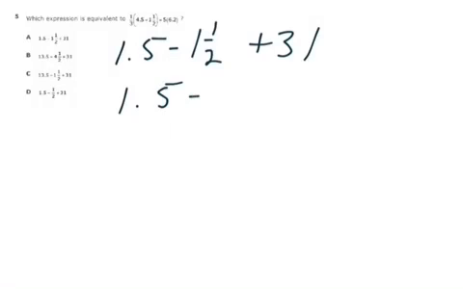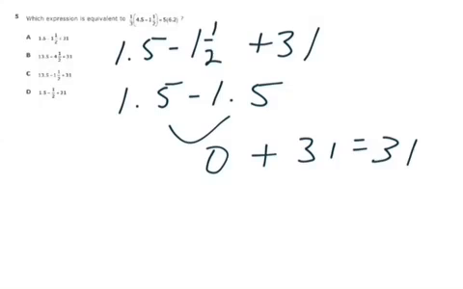So which option gives us the same answer, or is equivalent? A says 1.5 minus 1.5 plus 31. Well, 1.5 minus 1.5 is 0, plus 31 equals 31. That's not the same as 31.99 or 32, so not A.